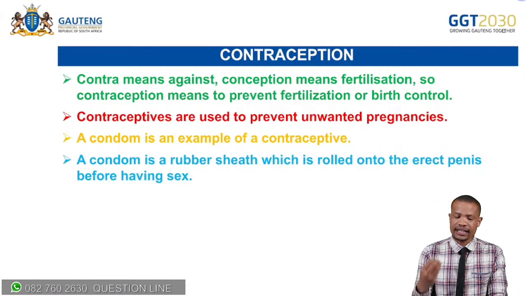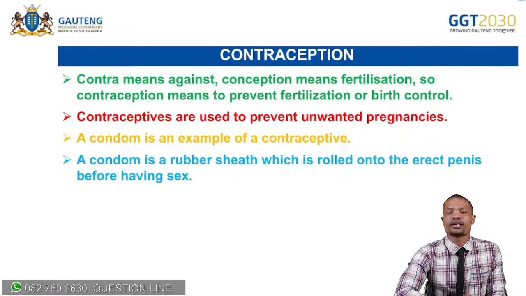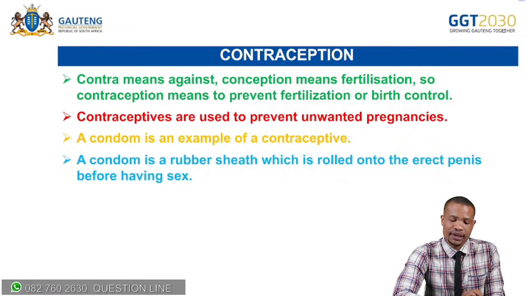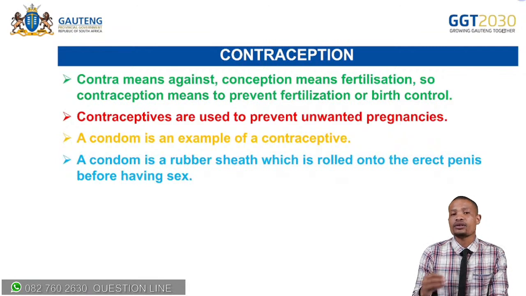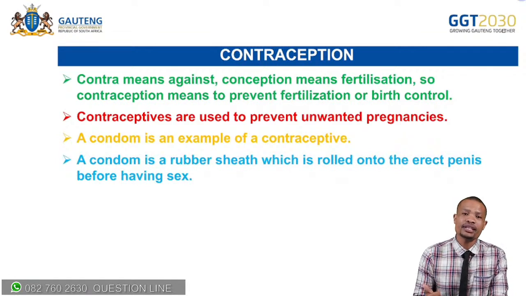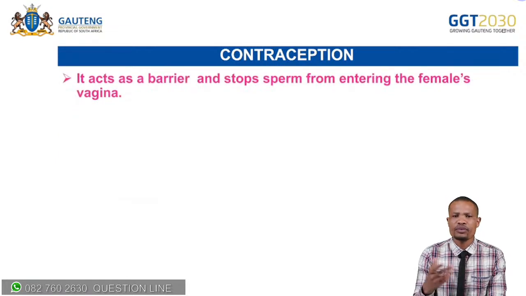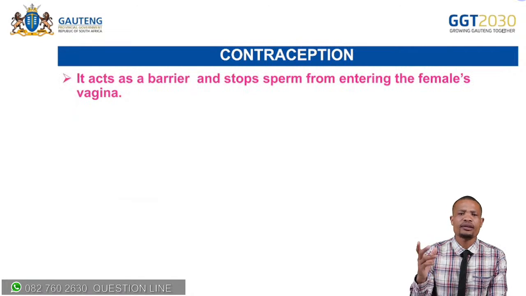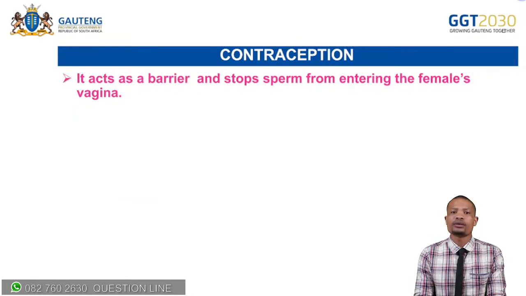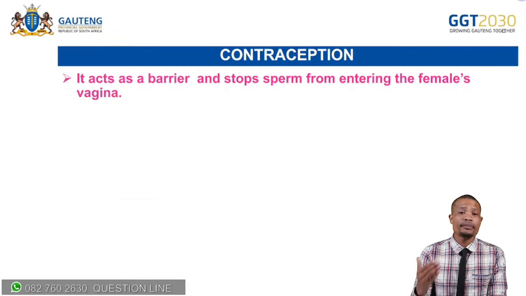So a condom is a rubber sheet which is rolled onto the erect penis before having sex, okay? It's a rubber sheet that is rolled onto the erect penis before a sexual intercourse. But why would we roll this rubber sheet before an intercourse? It is because it acts as a barrier and stops the sperms from flowing out of the penis and entering the female vagina. Because if that happens, then there is a risk of pregnancy.